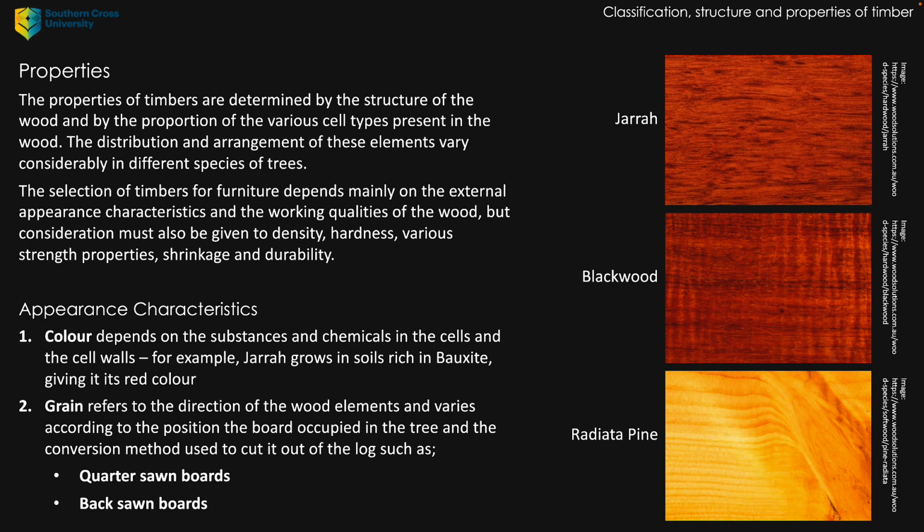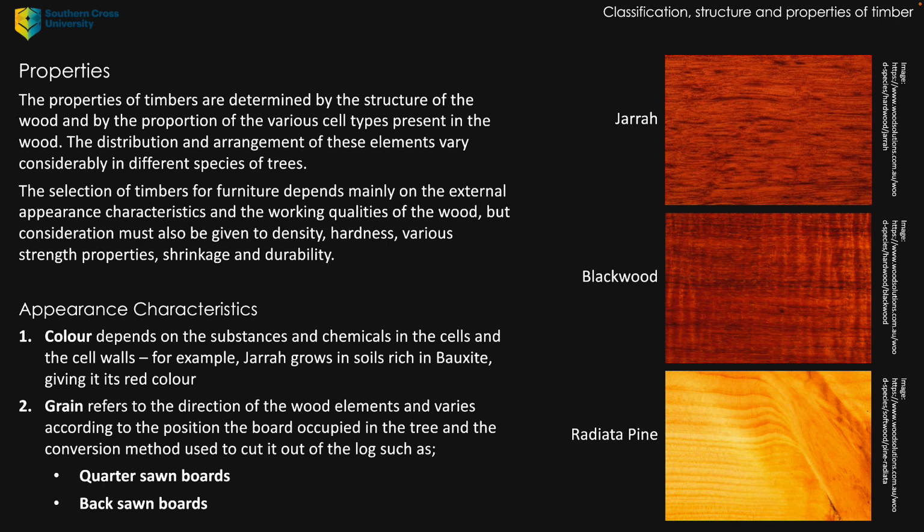The distribution and arrangement of these elements vary considerably in different species of trees. The selection of timbers for furniture depends mainly on the external appearance characteristics and the working qualities of the wood. But consideration must also be given to density, hardness, various strength properties, shrinkage, or I also like to call that movement, and durability. And we'll talk about all of these.